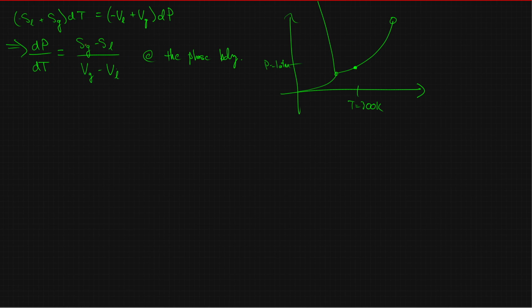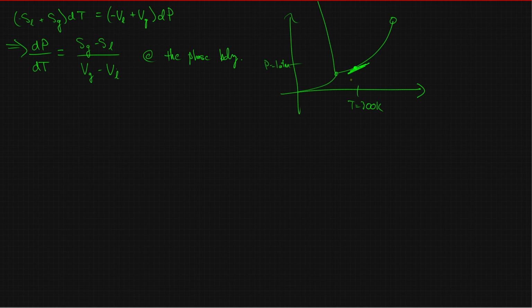We can pick off the exact values for the two different entropies at that pressure and temperature. And we can pick off the volumes at that point, stick them into this formula, and it'll tell you what the slope is at that point right there between those two phases.